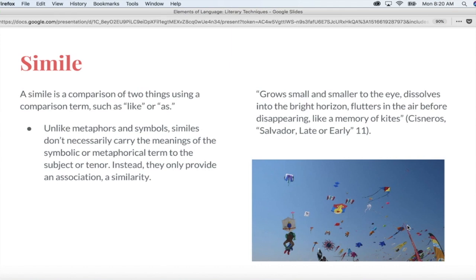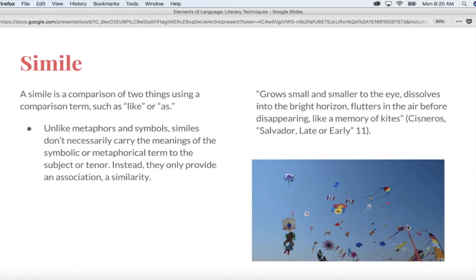Very often, similes are used to develop imagery, such as in this last line from Sandra Cisneros' Salvador Late or Early. By comparing Salvador's disappearance at the end of the short story to, quote, a memory of kites, Cisneros develops a sense and a certain meaning. But what is that meaning exactly? What does it mean to compare someone's disappearance over the horizon to a memory of kites?